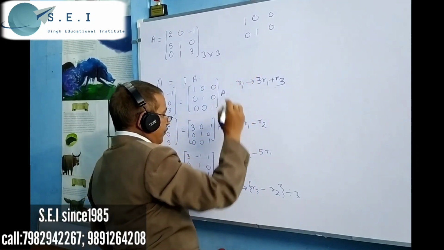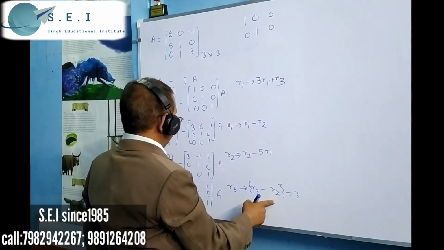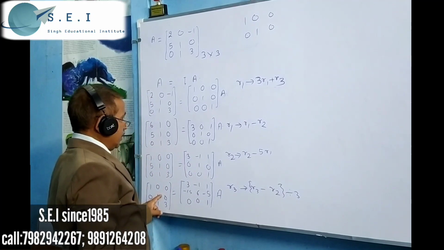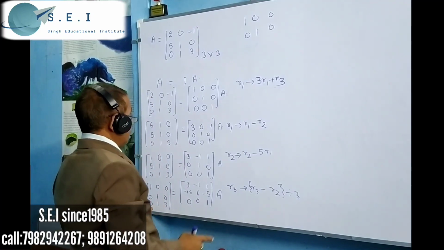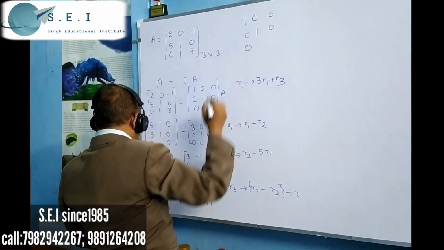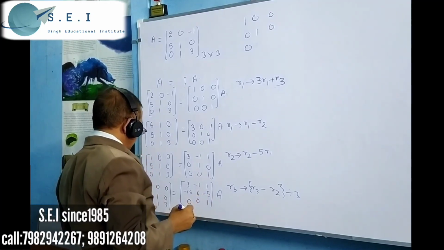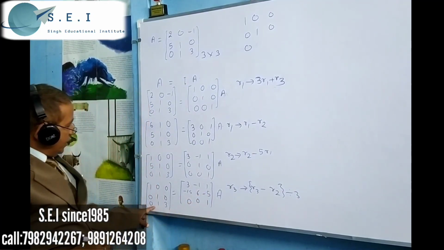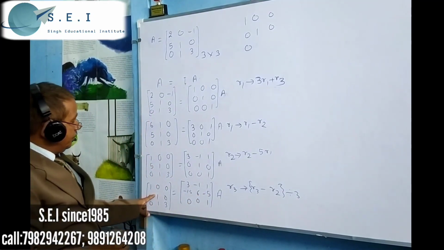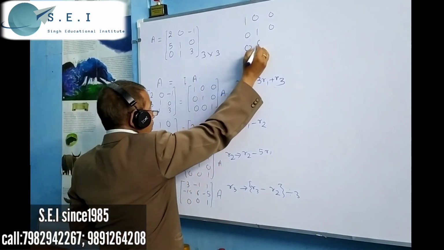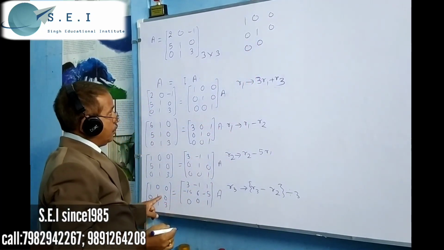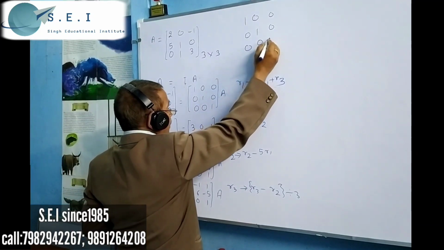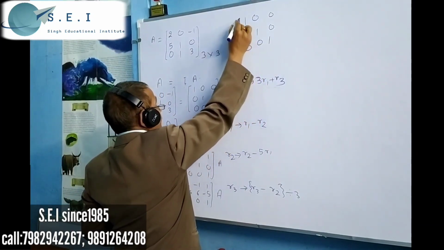To get the third term, we subtract the second term from the third term and divide it by 3. So here 0 minus 0 divided by 3 is 0. 1 minus 1 divided by 3 is 0. And 3 minus 0 divided by 3 is 1.